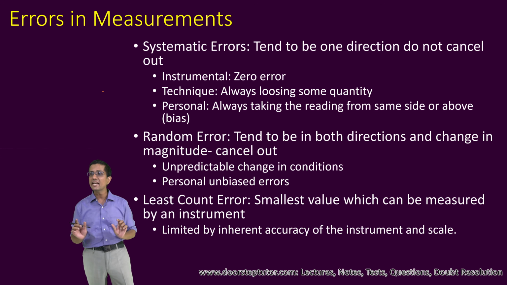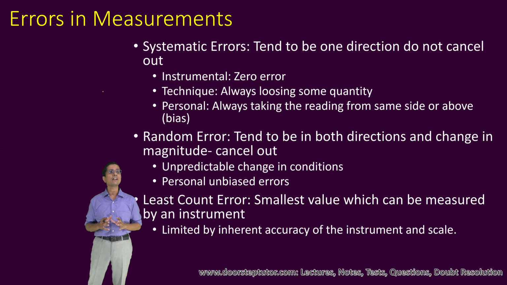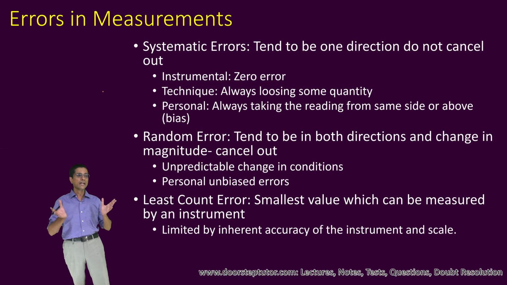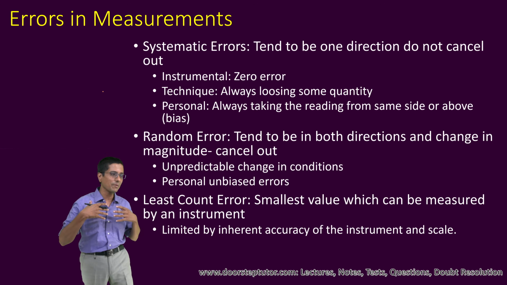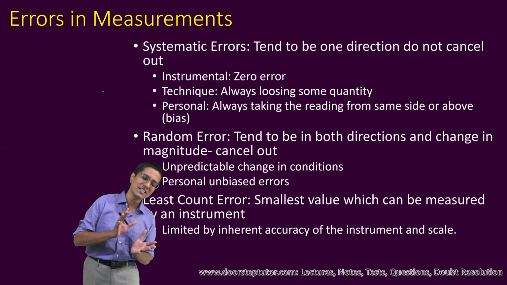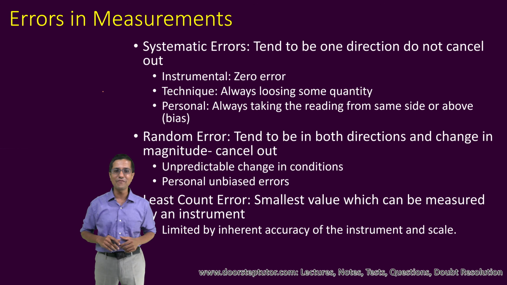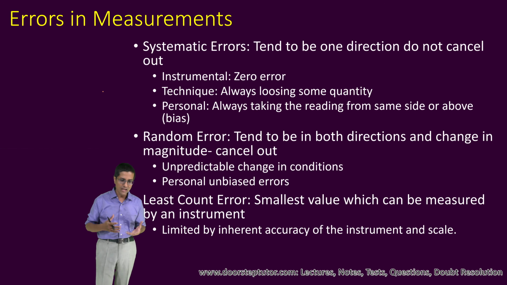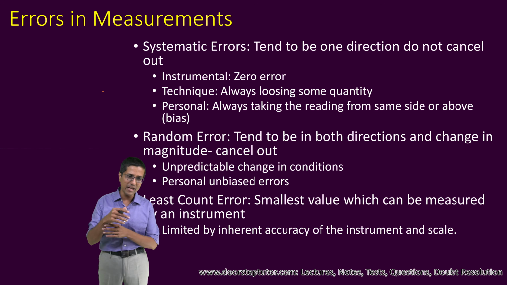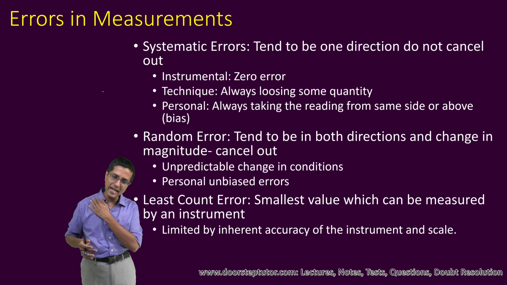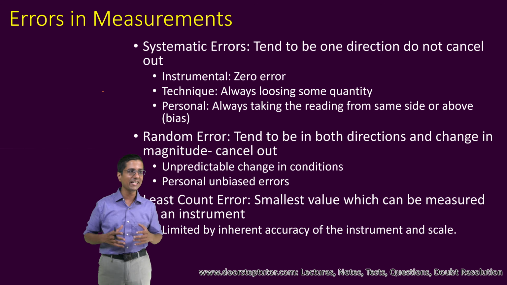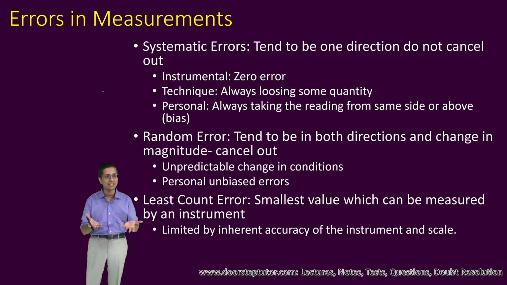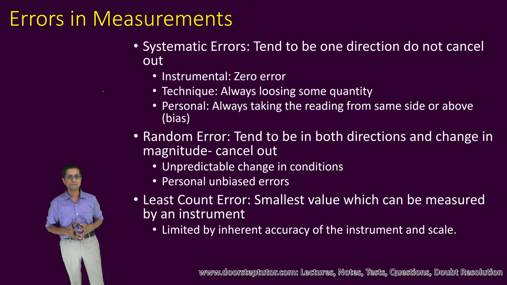When the systematic errors are personal, they are also known as bias error, because in my measuring technique, I am biased toward one side. For example, my right hand side is strong, so I always lean on the right hand side. If, for example, while playing a game, I have hurt my right hand or my neck and cannot turn in this direction, then I will always lean in this direction and take the reading, and that would create a bias. The bias is personal, but it is a systematic error.